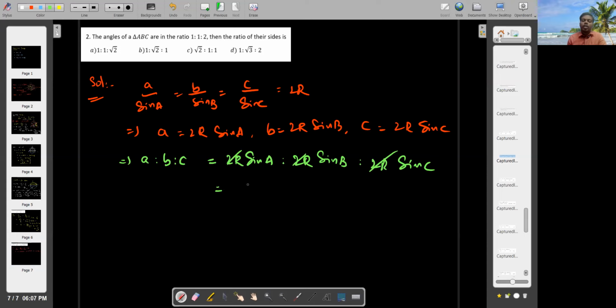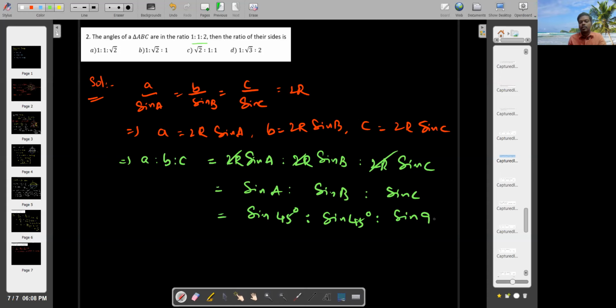Now divide by 2R in each term. Then sin A is to sin B is to sin C. Here the condition is given. The angles are in the ratio 1 is to 1 is to 2. So we know that the sum of angles of a triangle is 180. But it is 1 is to 1 is to 2, so the first angle is 45 degrees, and the next one also 45 degrees, and the remaining angle is 90 degrees.